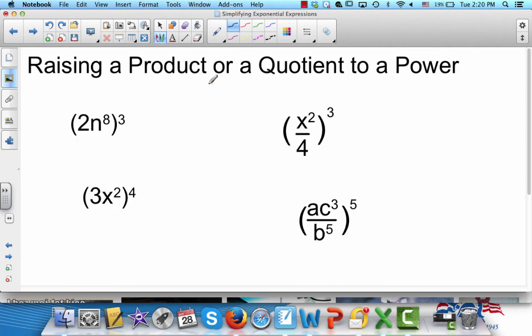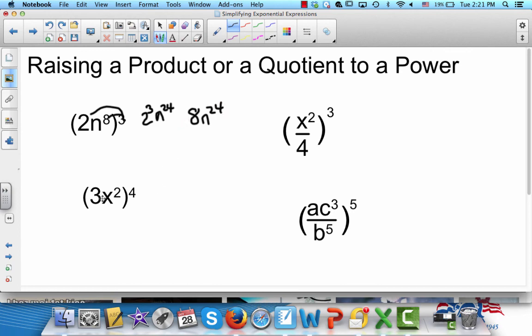Alright, now raising a product or a quotient to a power. This is a product over here, 2 times n to the 8th. That's multiplication. Over here, this is x squared divided by the 4th. That's a quotient. And so, what we're going to do is this 3 exponent goes with each thing that's on the inside here. So this is going to be 2 to the third and n to the 3 times 8, which would be n to the 24th. 2 to the third is 2 times 2 times 2, which is 8. So the answer would be 8n to the 24th.